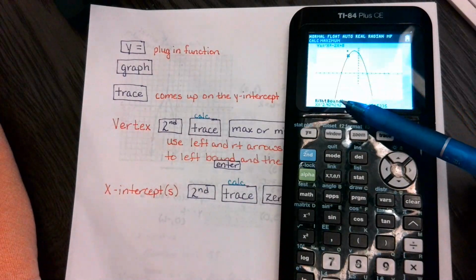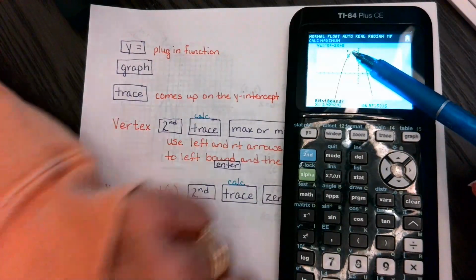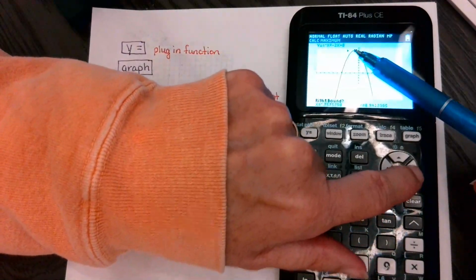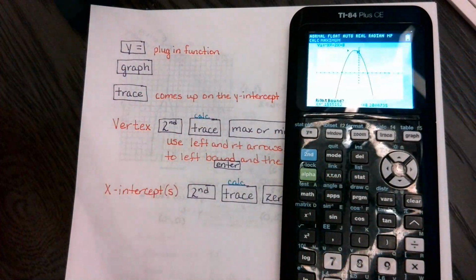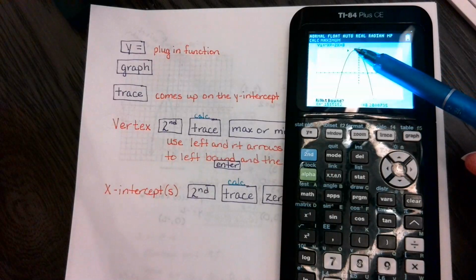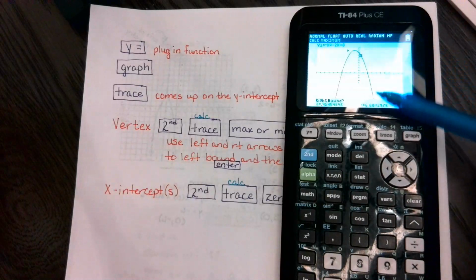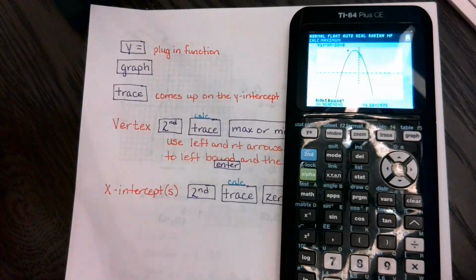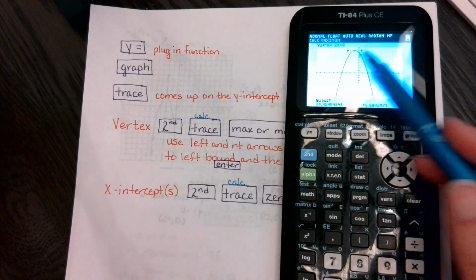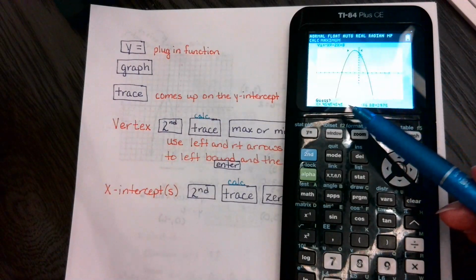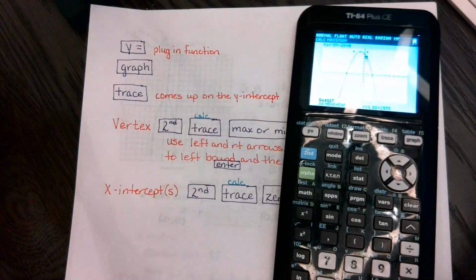Now it asks for the right-hand bound. So I'm going to use the right arrow key, this one right here, and hit it until it gets to the right-hand side of that vertex. It doesn't matter where you put it as long as it's somewhere on this right side, and you're going to hit enter. At this point, it asks for a guess. You can move that cursor up here, or you can leave it. It really doesn't matter what you do at this point. Just hit enter again.